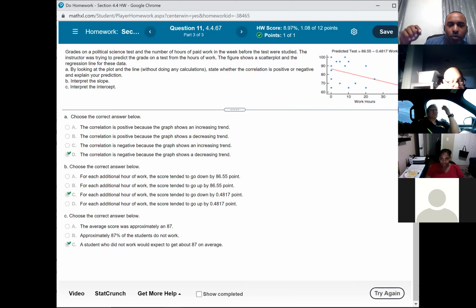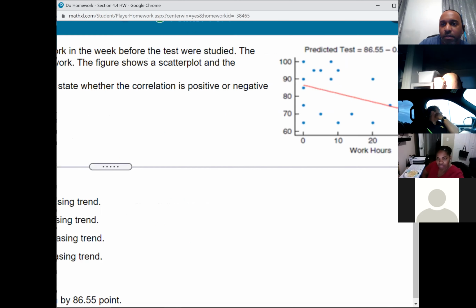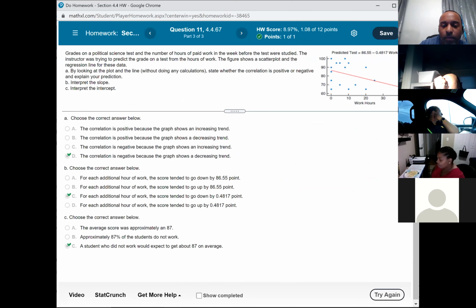But zero was the work. So if you do not work, they're saying that will cancel out and all you'd be left with is 86.55. So that's why it says a student who did not work, zero work, would expect to get around an 87 on average. And they got the 87 from the 86.55 right here. That's why it says about or approximately. All right. Questions on that?